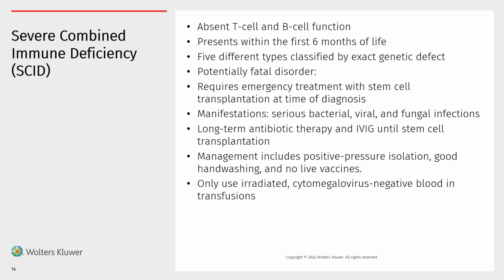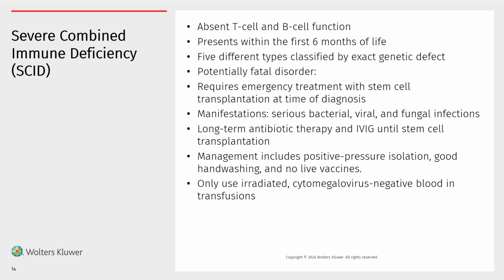So there's a disorder for children called SCID, severe combined immune deficiency. We have absent T cell and B cell function, presents within the first 6 months of life, 5 different types of this, potentially fatal, requires emergency treatment with stem cell transplantation. So it means that a little human is born with no ability to fight off infection.